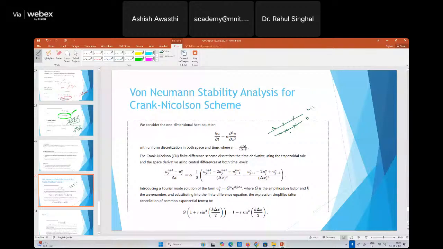It is better than PCS in terms of the implicit, but again, it is more complex than the implicit scheme. When you use the Fourier modes, you will get this amplification factor, and this amplification factor is always less than 1. If you take the modulus, it is less than 1. Then again, I can say that this implicit scheme is unconditionally stable.